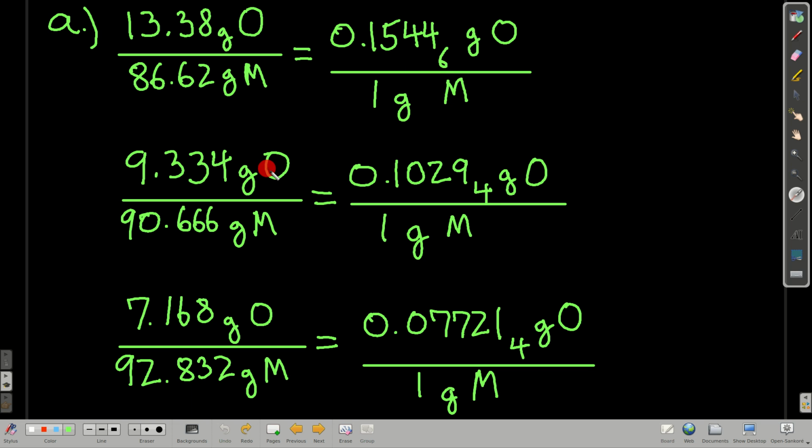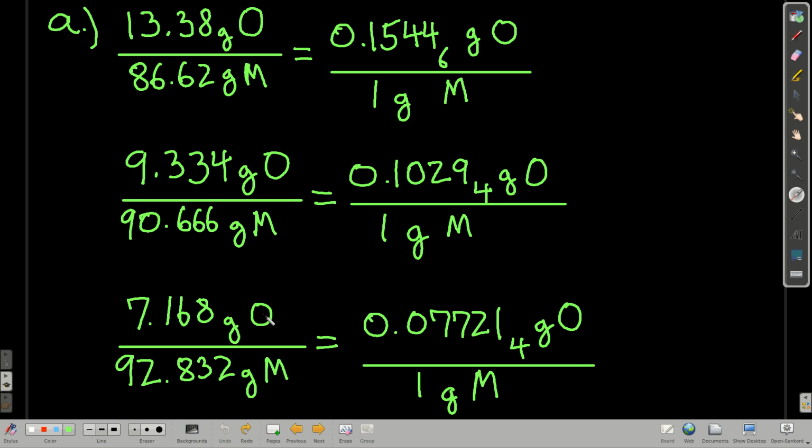Doing the same thing for the second compound after we've heated it up and driven some of the oxygen off. It was 9.334 mass percent oxygen, so 100 minus 9.334 is 90.666. Let's assume we have exactly 100 grams of the compound, then we have this many grams of oxygen, this many grams of the metal. Doing the division gives us the grams of oxygen in the second compound for 1 gram of the metal.